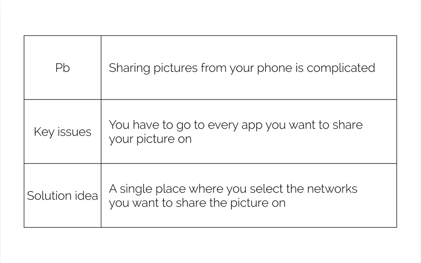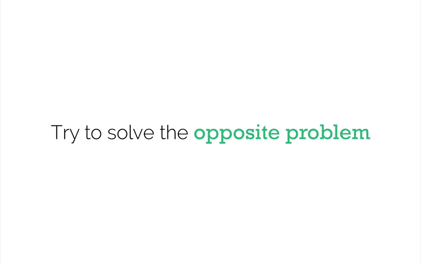So it'd be great to have a place where you could automatically share them on the selected services. What you can also do is to pretend you're trying to solve the opposite problem. How would you do it? If you wanted to make pictures look even less good, we could pixelate them, for instance. So maybe there's a way to sharpen the pictures we take.